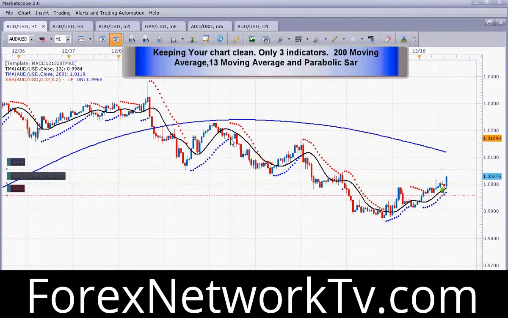That's 1.0232. That's about 70 pips. It doesn't reach the 100 that is usually acceptable. So that was a good trade there.